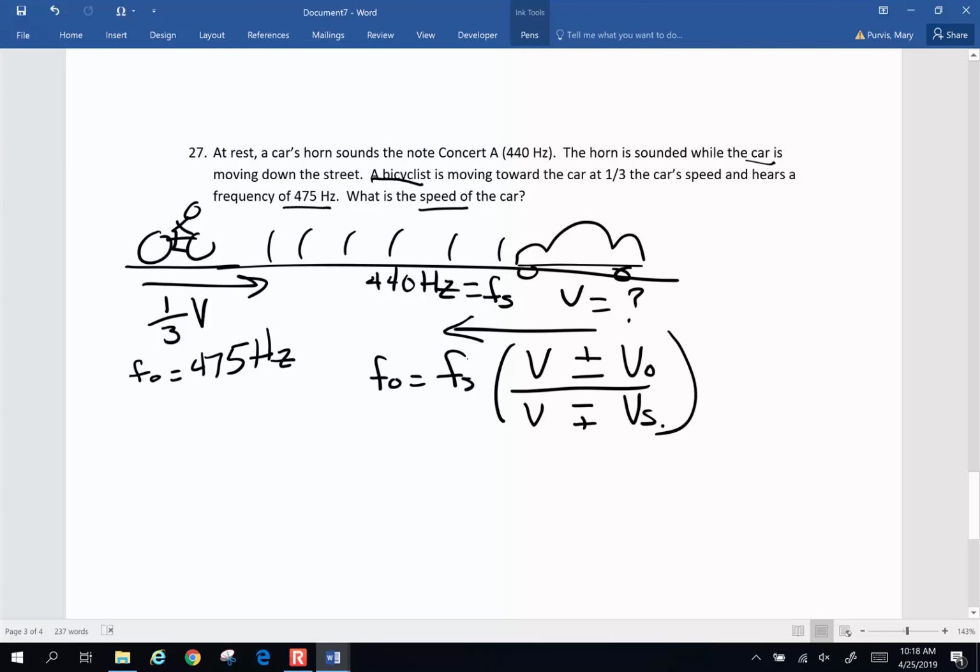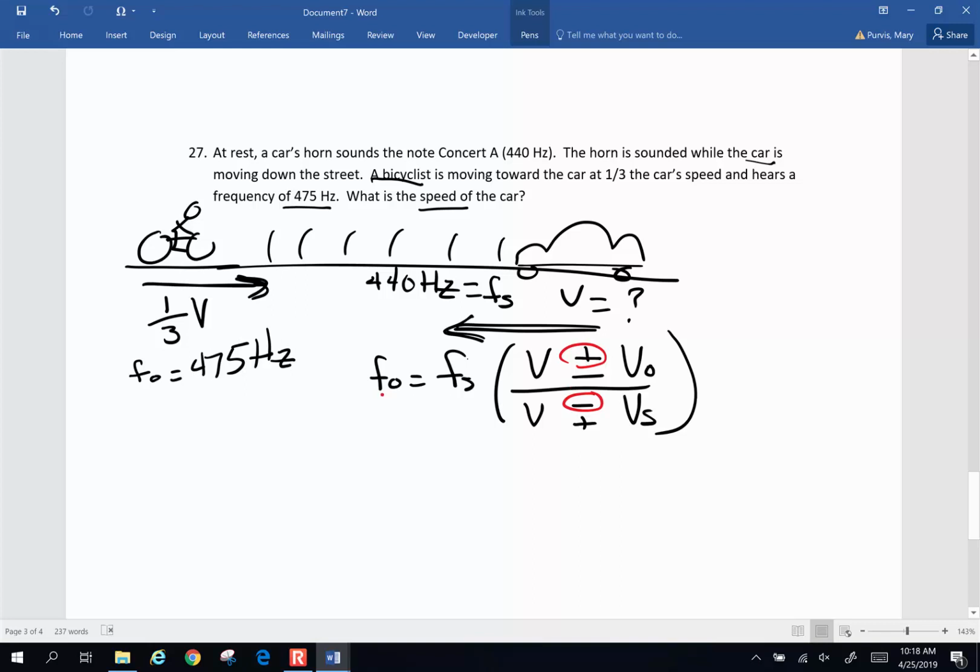First off, which set are we going to use, top or bottom? The bicyclist and the car are moving towards each other. Because they are moving towards each other, this is going to be the top set of plus and minuses that we're going to use.